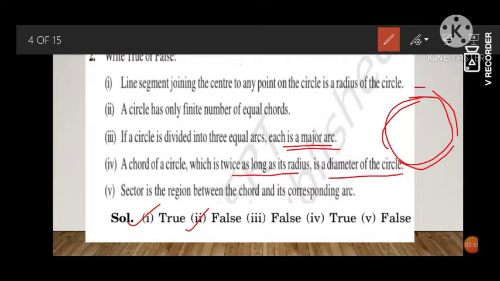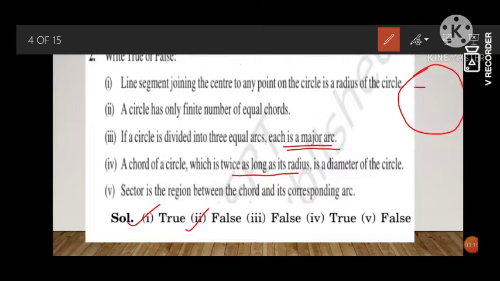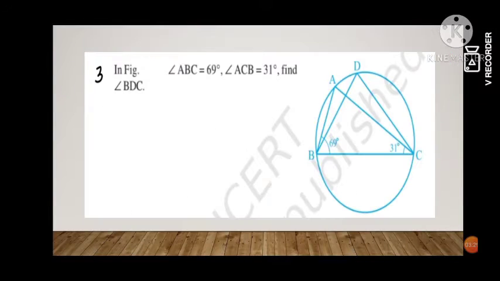And the last subpart is: sector is the region between the chord and the corresponding arc. So this is also false. We know between chord and arc is a segment, as I have shown in the fill in the blanks. And sector is between two radii and an arc. So AO and BO are the two radii enclosed within an arc. This portion, the shaded portion, is called a sector.